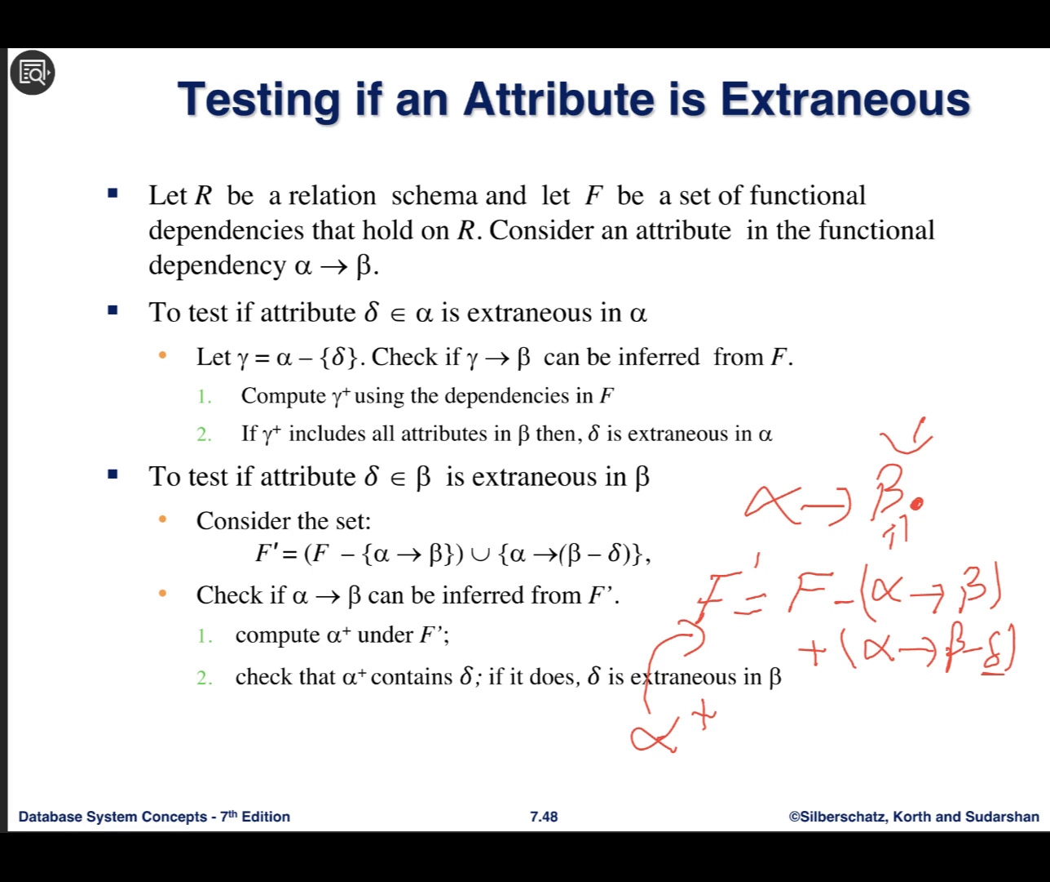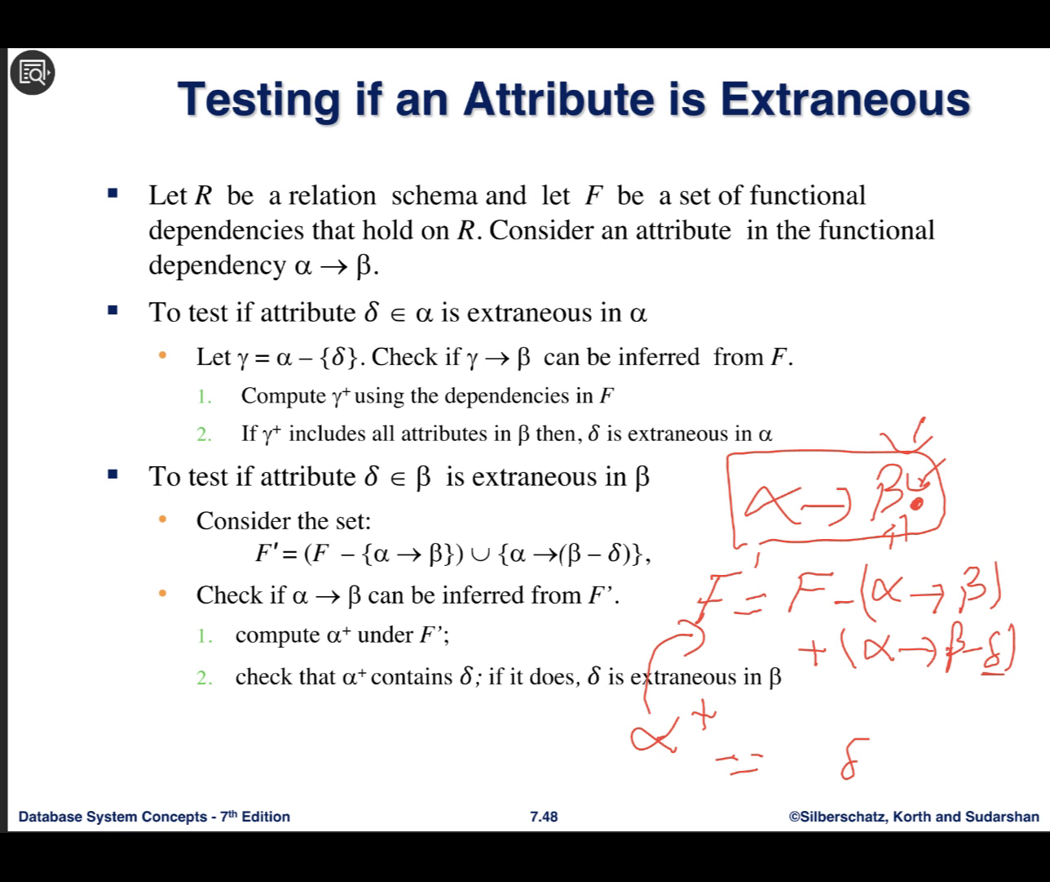If I find delta in this set of attributes, that means this functional dependency is not important, I mean, it's redundant. I don't need to have delta here because it's going to be an extraneous or redundant attribute. Why? Because I start from alpha and manage to reach delta using the other attributes, or the other functional dependencies. So in this case, delta is extraneous.